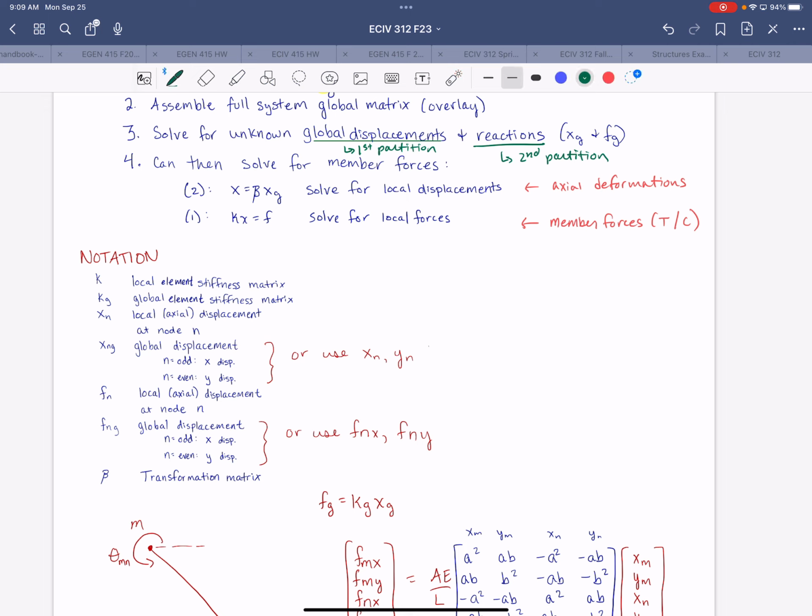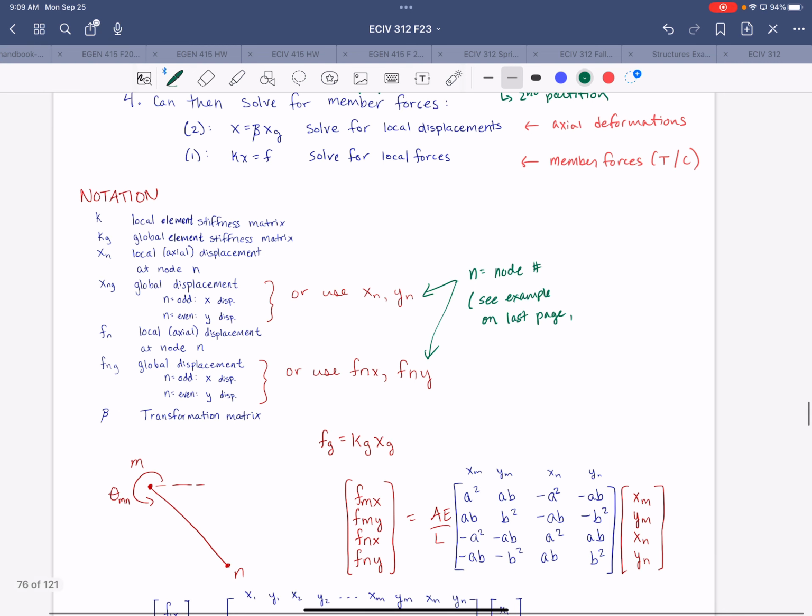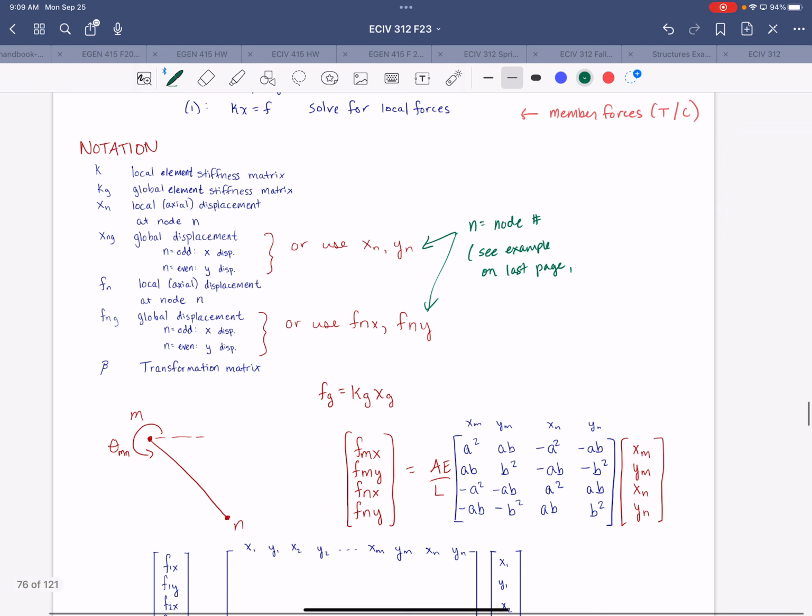I'll just note here where n is node number. And then there's an example on the last page of the handout that uses this notation. And also the little example below uses that approach as well.